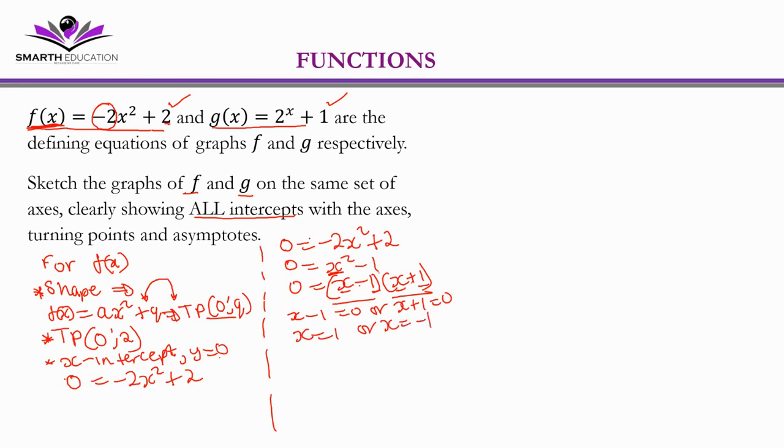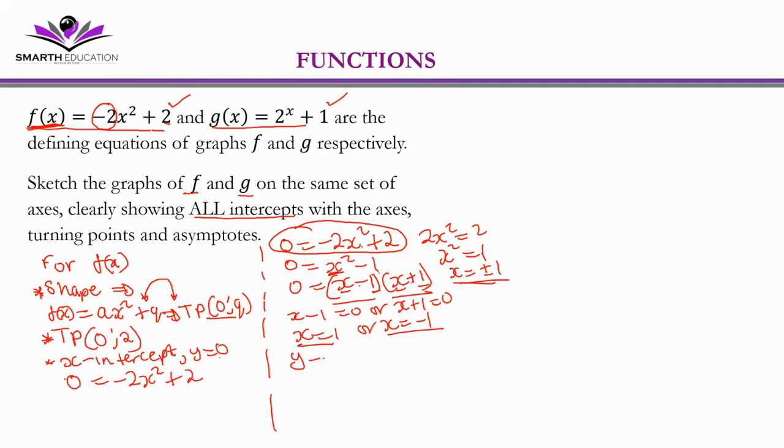And then the other thing you could have done here, to have solved it differently, just say 2x squared is equal to 2, divide both sides by 2, and then x squared is equal to 1. Then find the square root of 1, x is equal to positive or -1. So these are the x-intercepts.